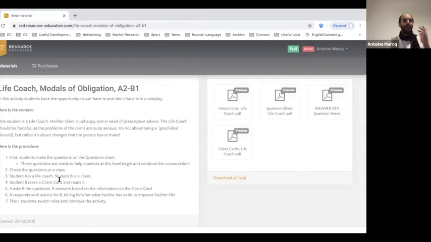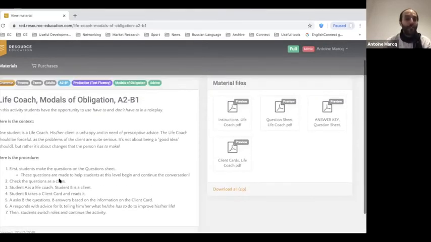So here's the context. One student is a life coach. His or her client is unhappy and in need of prescriptive advice. The life coach should be forceful, okay, as the problems of the client are quite serious. It's not about being a good idea, should. It's about the changes that person has to make. And you'll see that life coaches are very much like that. There's not so much should, but you have to, because basically a life coach should really believe in their thing.